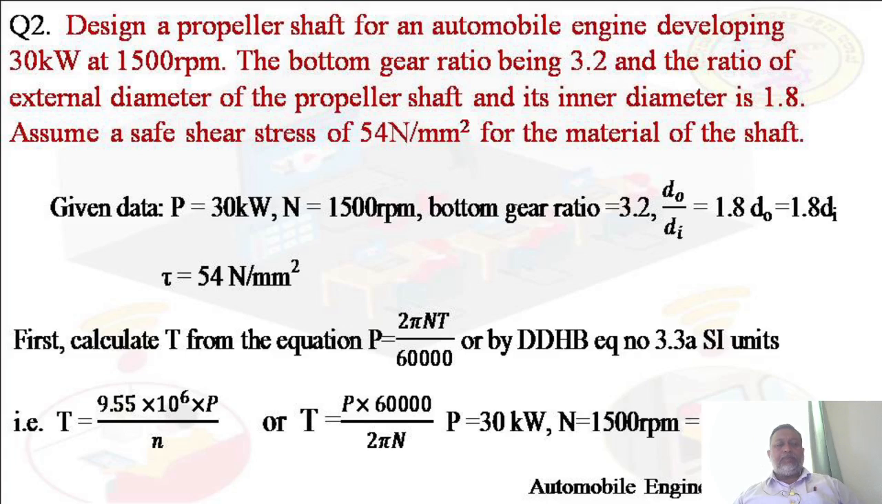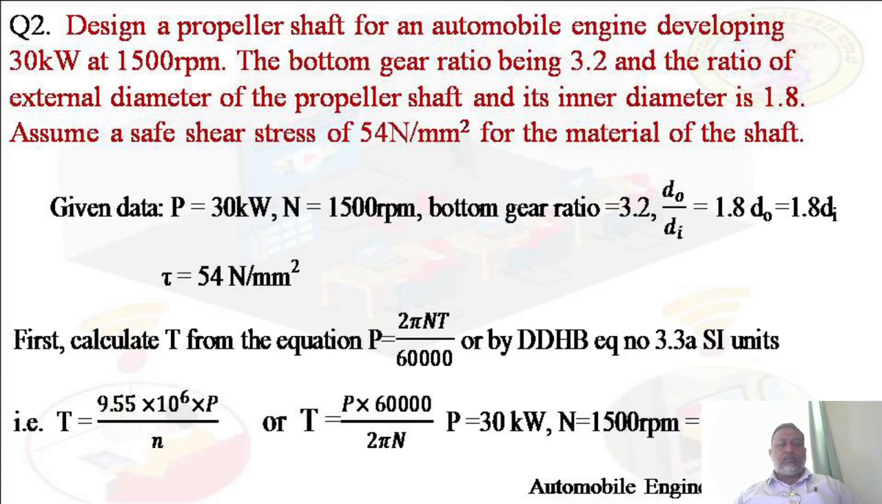Write the data. P is equal to 30 kilowatt, N is 1500 rpm, bottom gear ratio 3.2, and d naught by di is equal to 1.8. Then d naught is equal to 1.8 times di, and tau is equal to 54.